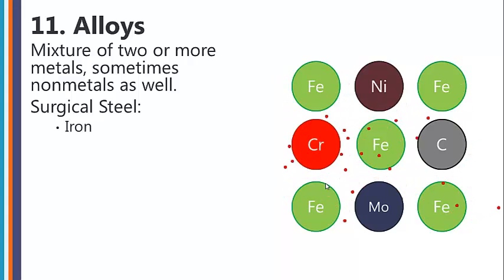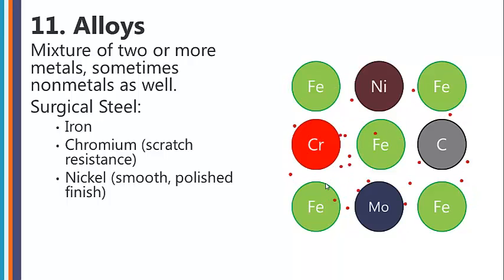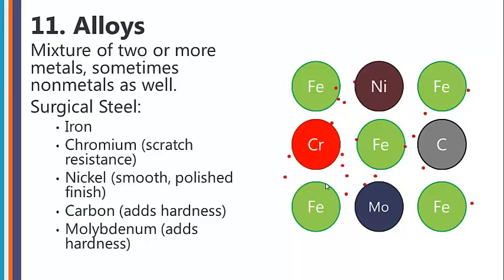So surgical steel is mostly iron, but by adding these other things to it, like chromium, I get specific useful properties. Chromium gives the surgical steel scratch resistance, which is very important if you're using surgical tools. You don't want there to be any scratches where bacteria can grow. The nickel also gives it a smooth, polished finish. Carbon and molybdenum both add hardness. So alloys are useful because we can add things to a metal to give it the specific exact properties that we need.